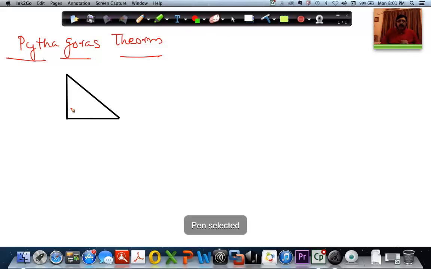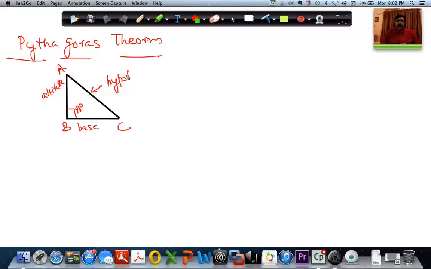And here, this is a right angle, 90 degrees, right? And I'll label it A, B, C. Now, typically, BC is called the base. This is the altitude. And this is called the hypotenuse. The hypotenuse is in fact the side opposite to the right angle. So the side opposite to the right angle is nothing but the hypotenuse.